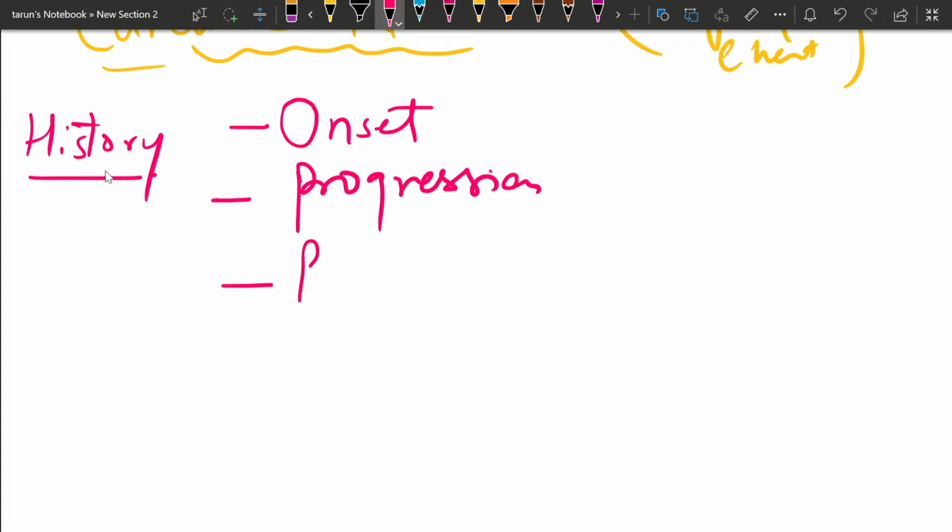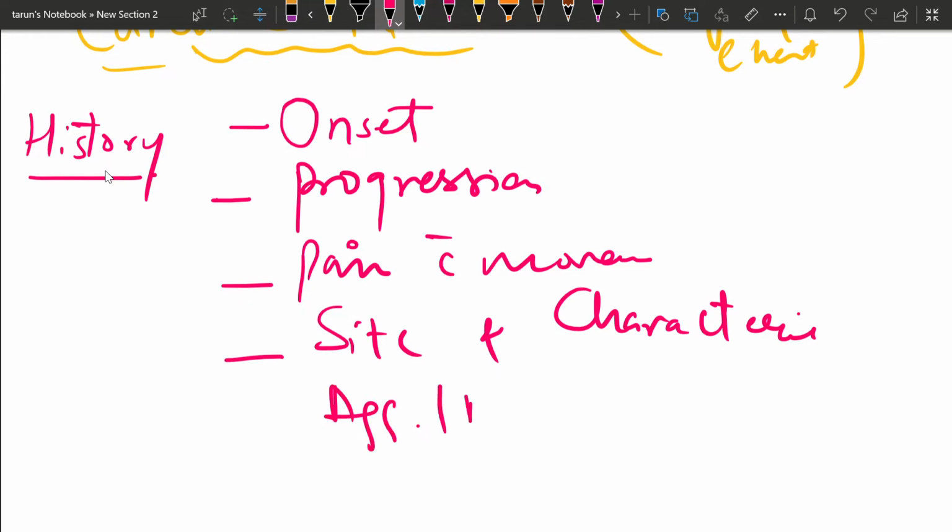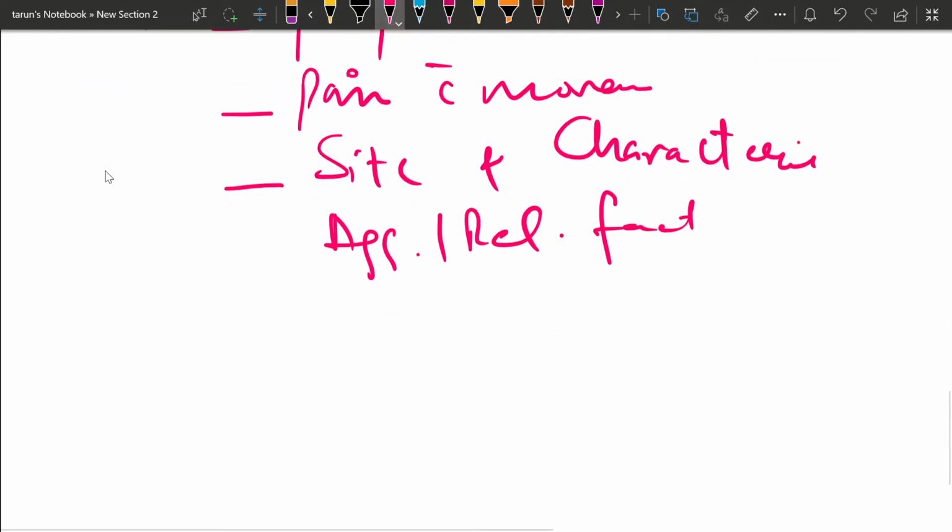Then we will note the relationship of the pain with movement. Then the actual site and character of the pain: what is the site where it is occurring, and what is the character of the pain. What are the aggravating and relieving factors for the pain, and what is the duration of the pain.